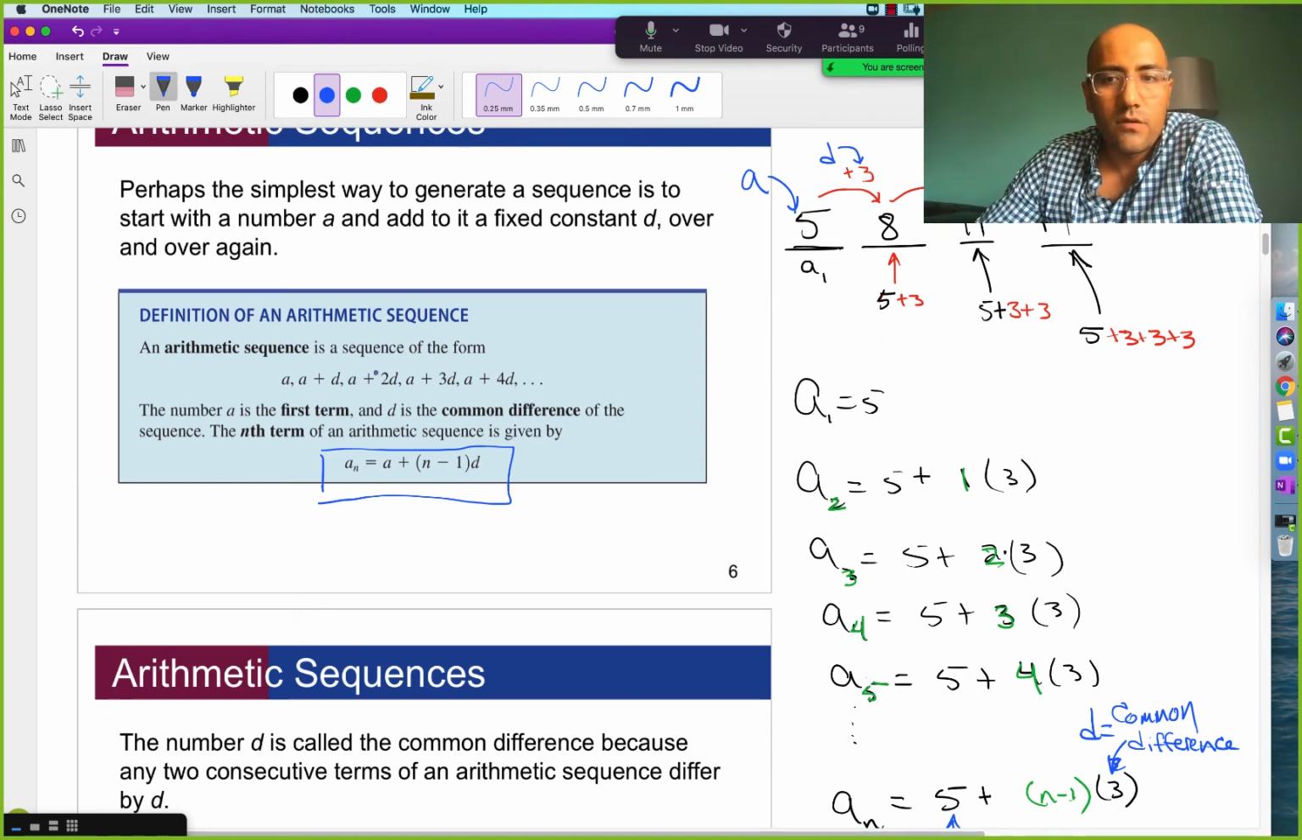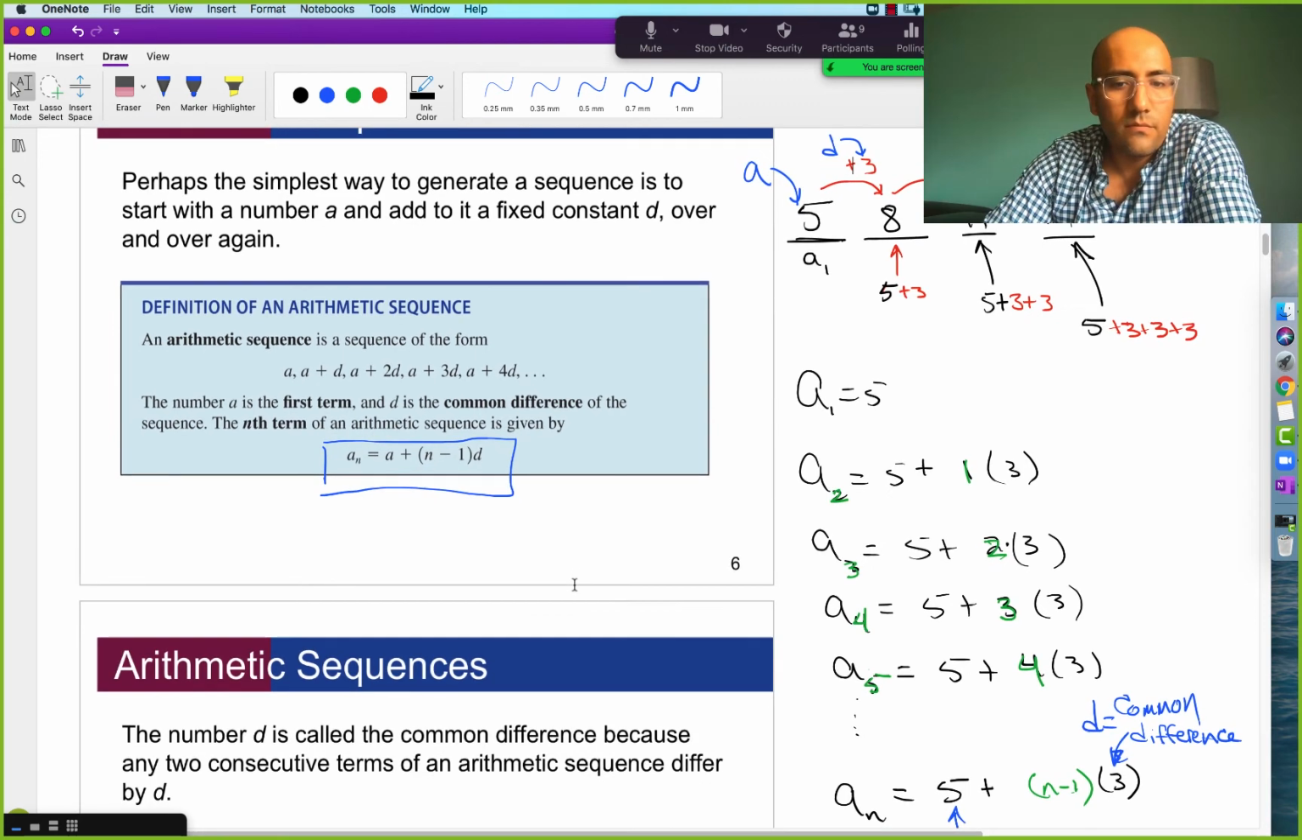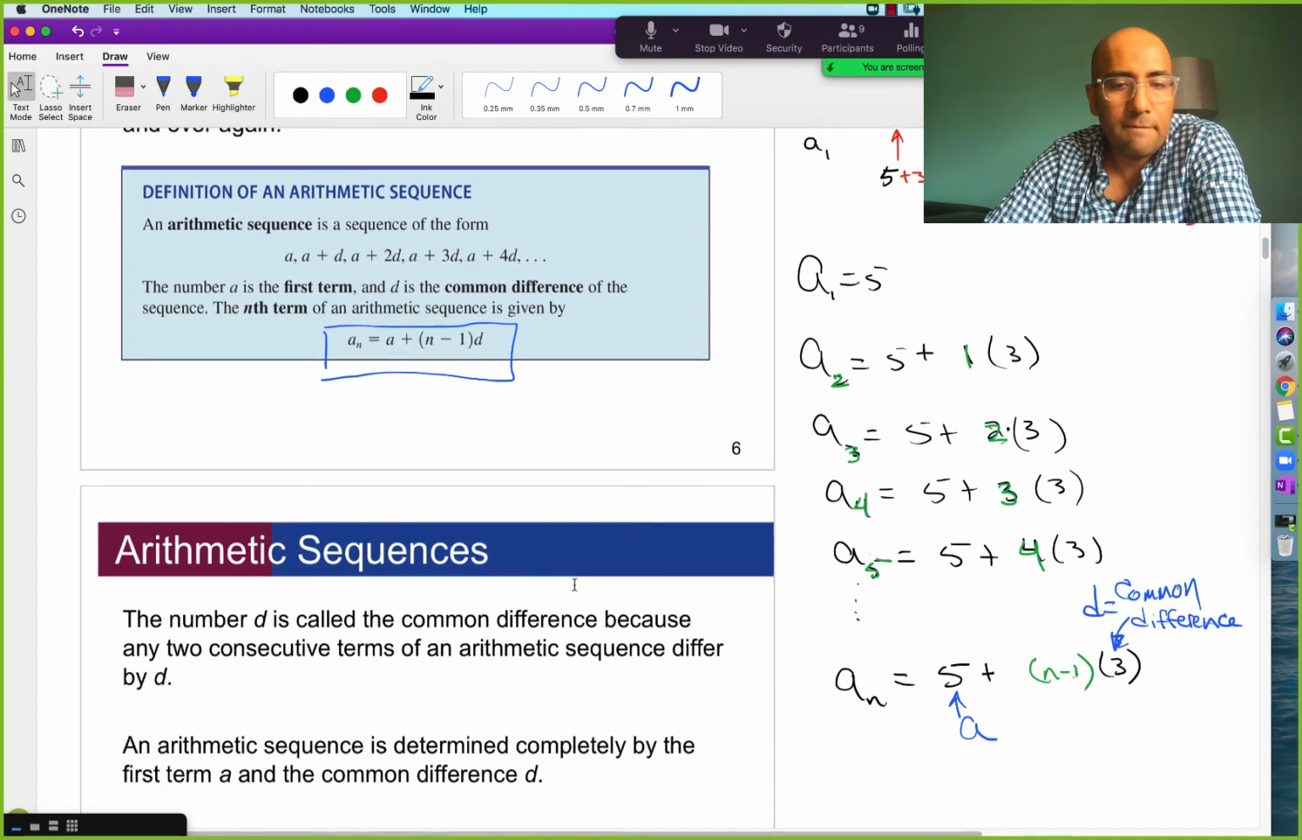Good. So I can express my arithmetic sequence this way: A, and then A plus D, and A plus 2 Ds, and then A plus 3 Ds, or I can express it with this formula. Any questions about that? No? Good.